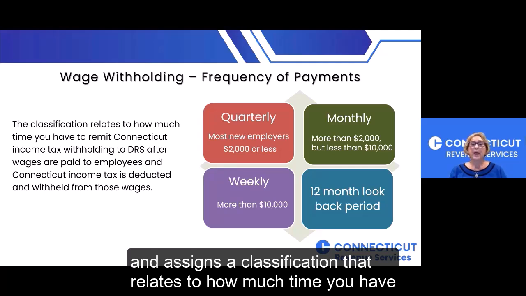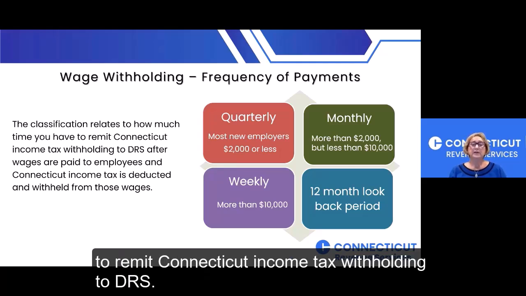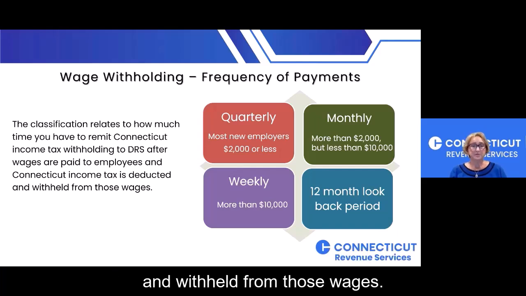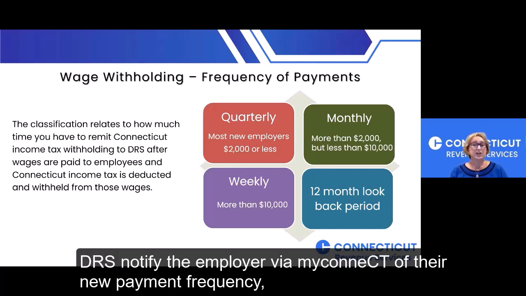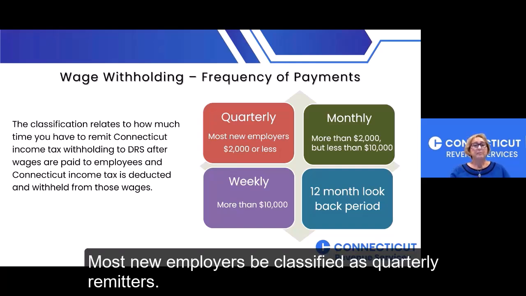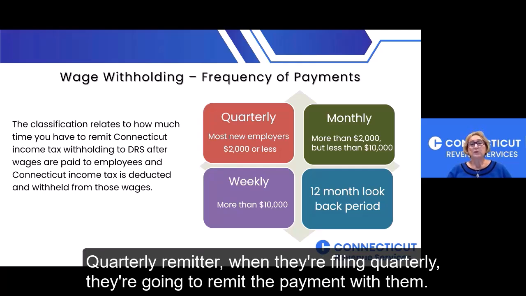to how much time you have to remit Connecticut income tax withholding to DRS after wages are paid to employees and Connecticut income tax is deducted and withheld from those wages. DRS will notify the employer via MyConnect of their new payment frequency if the prior classification has changed. Most new employers will be classified as quarterly remitters. Quarterly remitters, when they're filing quarterly, are going to remit the payment with it.